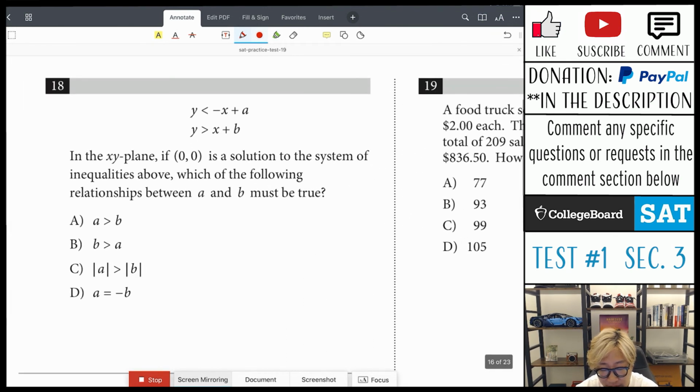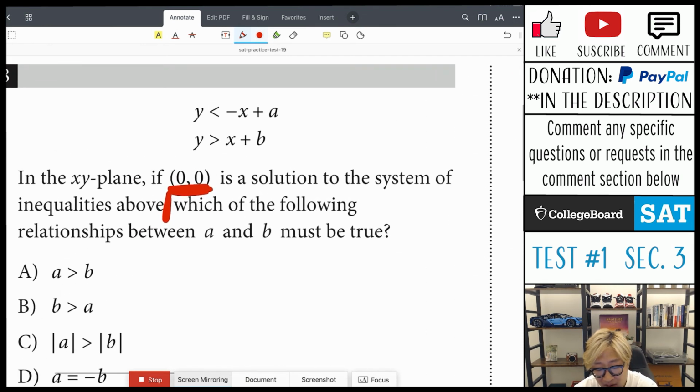Moving on, number 18. In the XY plane, if (0, 0) is a solution to the system of inequalities above, okay, well, then that better work. That's the X value, that's the Y value. What would I do with it? Just put them all in there.